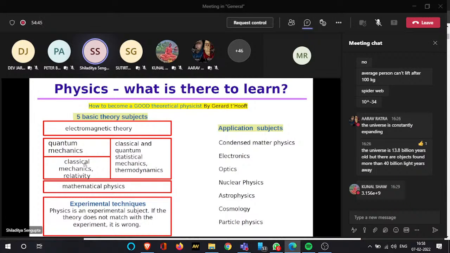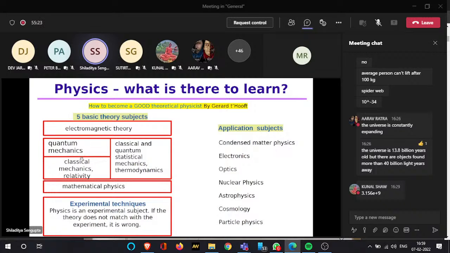But then there are theory subjects, certain topics that you are going to learn or should know. These topics actually tell you about the basic fundamental laws of physics. The first topic is electromagnetic theory, which tells about the electrical force laws. Maybe next semester you are going to learn about it.